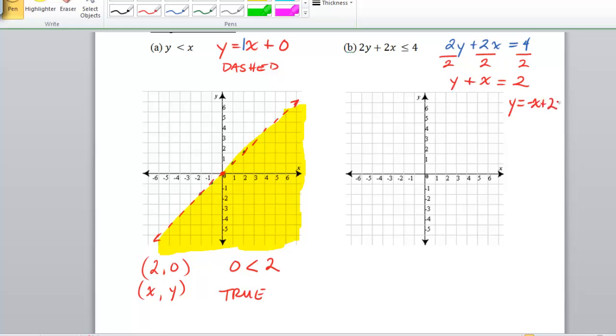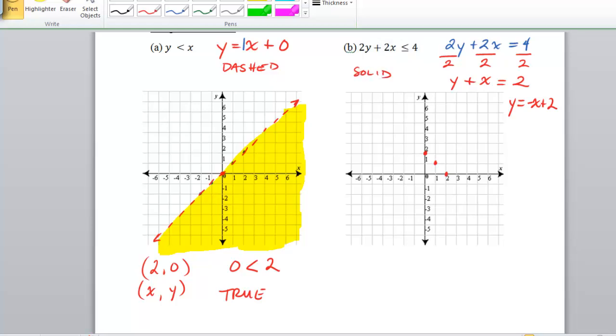to slope-intercept form. And so you could see here, we could simply graph the positive 2, and then it's a negative 1 for slope, so it's down 1 over 1, down 1 over 1. And I could graph that line, and we can see here that this is going to represent a solid line.